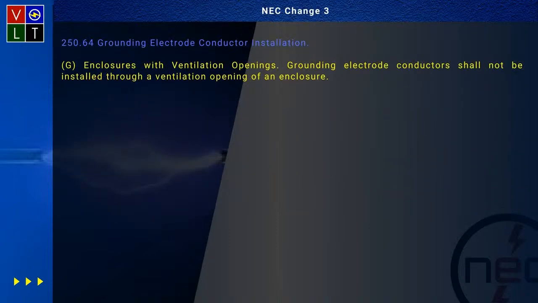Now, the other thing, they added a new G here. And this is enclosures with ventilation openings. You'll like this, Bill. It tells you grounding electrode conductors shall not be installed through a ventilation opening of an enclosure. I know this has been a big debate on the groups and stuff. And I always said you cannot take it through a ventilation opening. And they'd say, oh, no, that's not right. Dude, this was featured in Willie Jackerson's hacks. His video made me mad because I was like, dude, you can't do that.